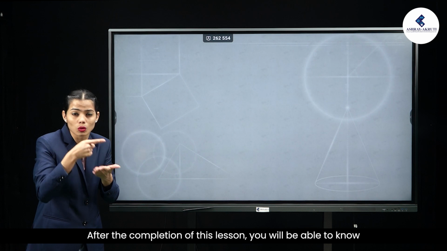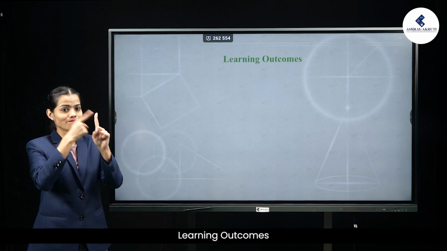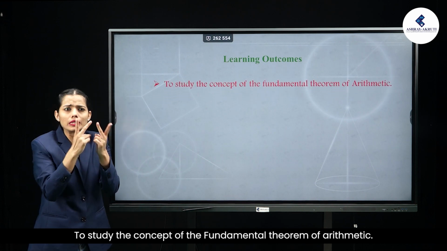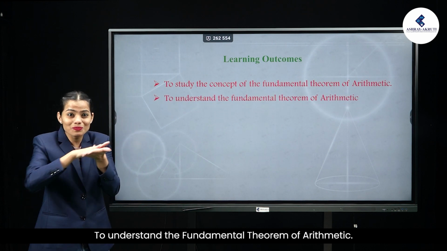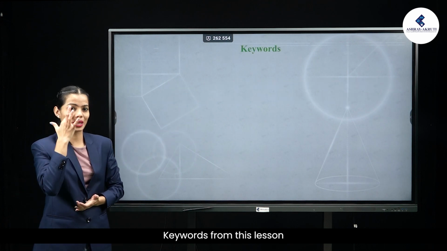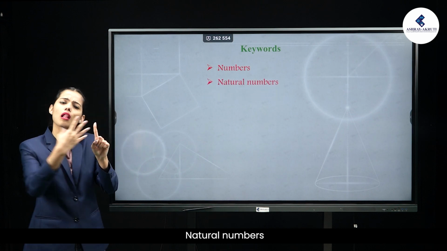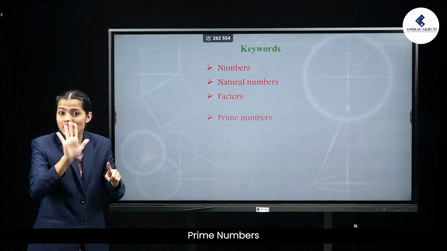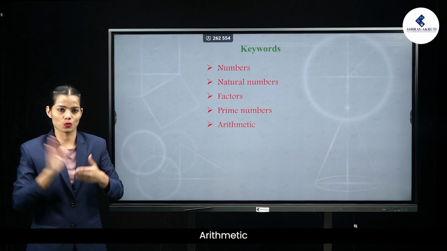After the completion of this lesson, you will be able to know the learning outcomes: to study the concept of the Fundamental Theorem of Arithmetic, and to understand the Fundamental Theorem of Arithmetic. Keywords from this lesson: numbers, natural numbers, factors, prime numbers, arithmetic, composite number.